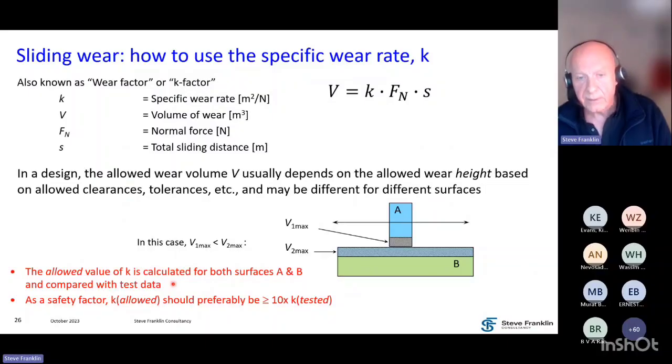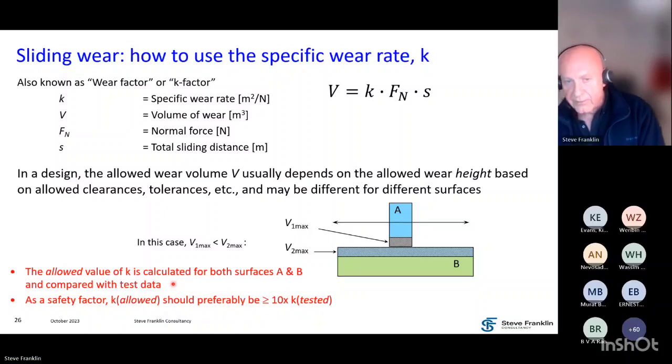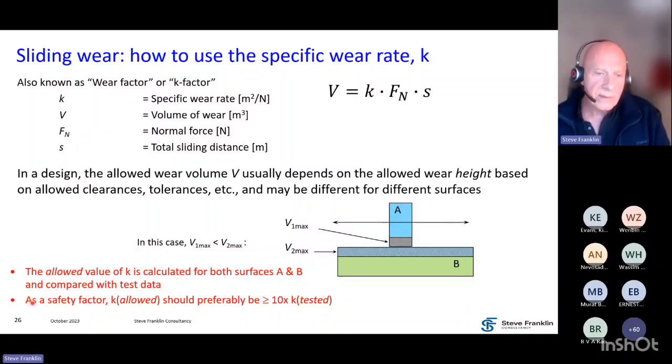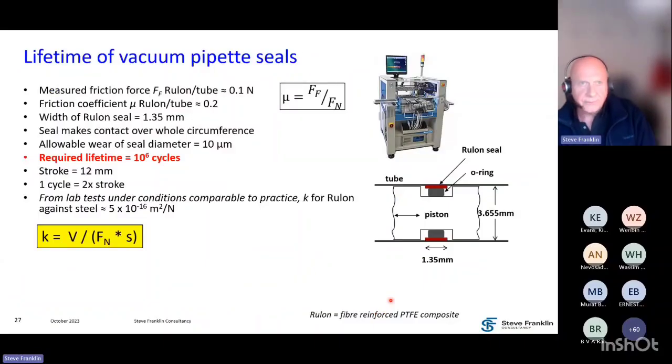Normally those tests are carried out in the lab, where conditions are different and never exactly simulate the practical conditions. Obviously you do your best to do that, but it's never exactly the same. So usually, as a safety factor, we say in designing that the allowed K factor should preferably be greater than or the same as 10 times the tested K factor. So that's how to use the specific wear rate in designing, and we did that here.